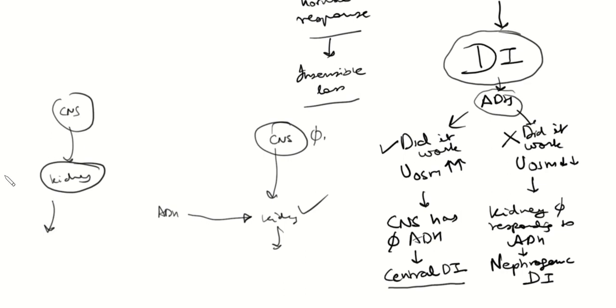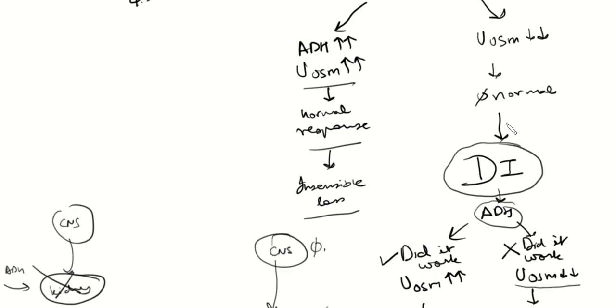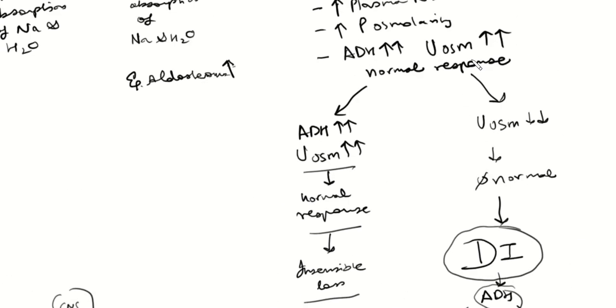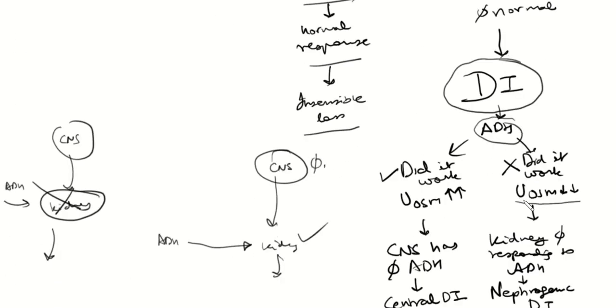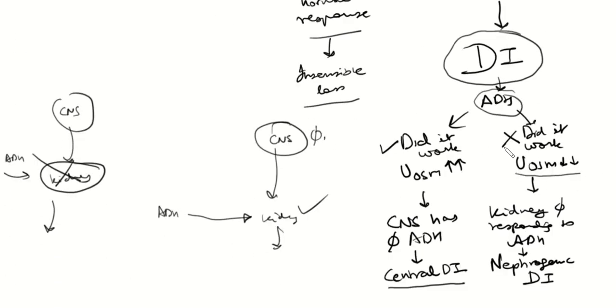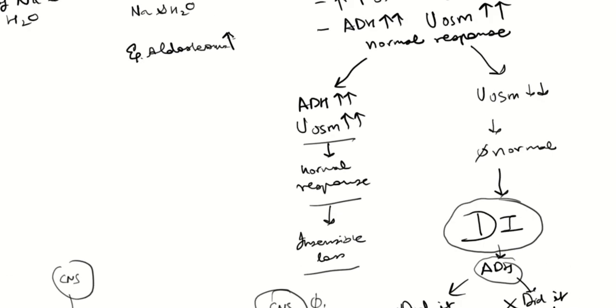Now I give ADH, and it doesn't work. How would you know? Urine osmolarity is still low. Remember, that was the original problem. It's supposed to be high if the ADH system was working. It's low and not good, and it's still low even after I give the external ADH drug. That means kidneys are not responding. It's nephrogenic diabetes insipidus. See how easy this is?